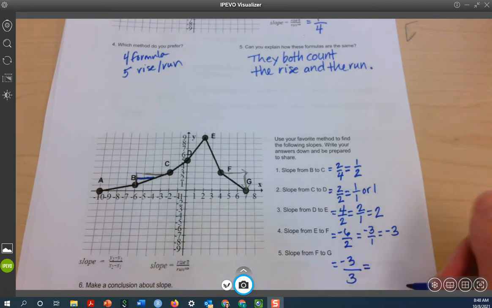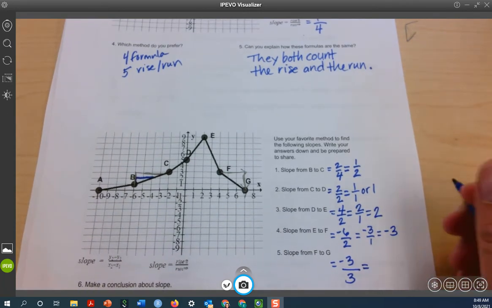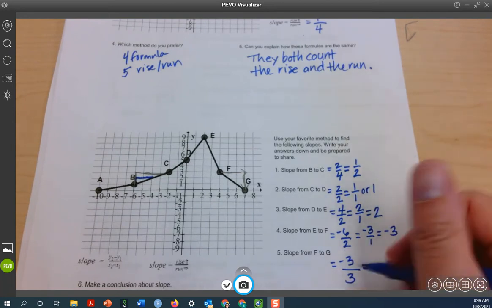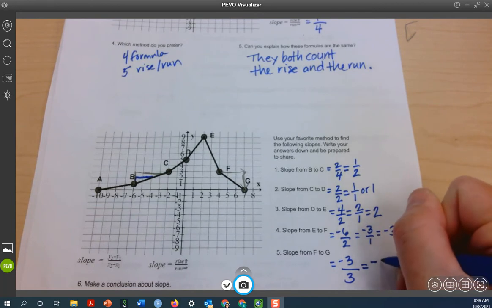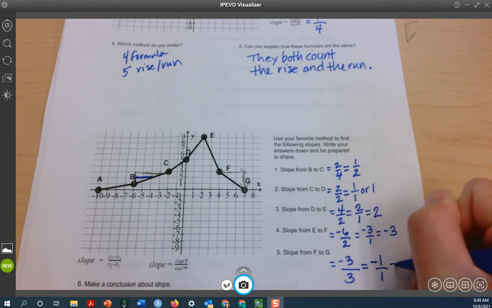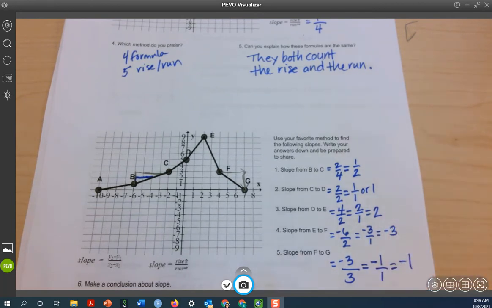And what kind of 1? What kind of 1 would it be? A whole 1, yeah. And it's going to be a negative also, because it's a negative over a positive. That's good. -1. So some of you have -1/1, which is fine. Some of you have just -1. Those are all equivalent. All right, Eamon, are you good with those?